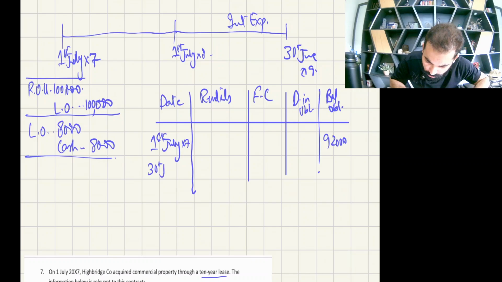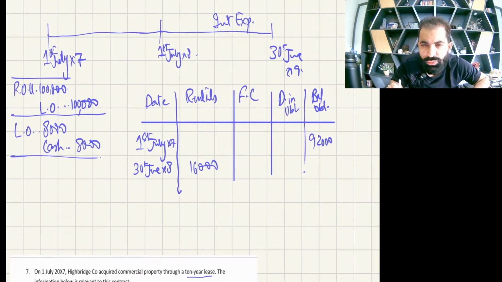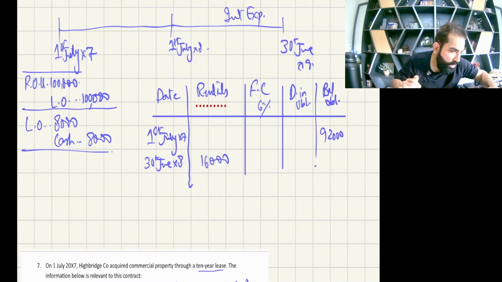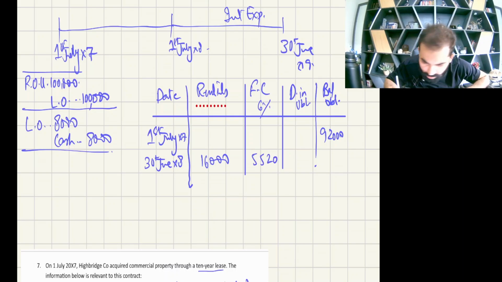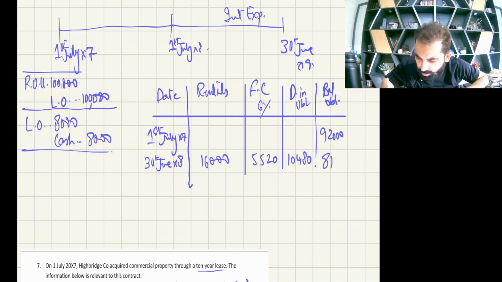Now at 30th June X8, the first rental you will pay is 16,000, that is 16 million. Now 92,000 multiplied by 6%, the interest rate is 6%, will give you 5,520. Take the difference: 10,480 is your decrease in obligation. The balance is 81,520. This is the first year.